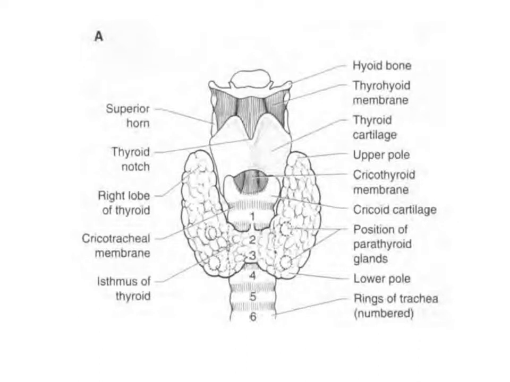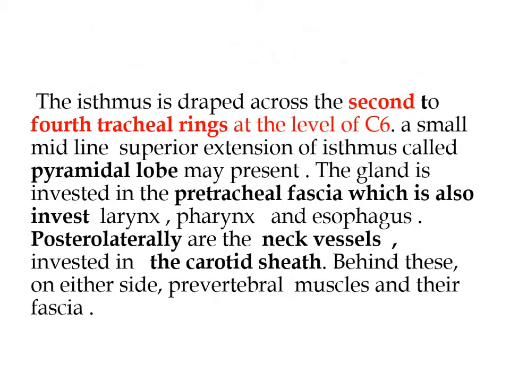Well, it can be anywhere. I've seen below 6, above 6, lateral, medial. It's just variable according to the size. Yes, that's what's written in the Rayan books. The isthmus lies across the second and fourth tracheal rings at the level of C6. As I mentioned, the pyramidal lobe is a continuation of the thyroglossal duct.